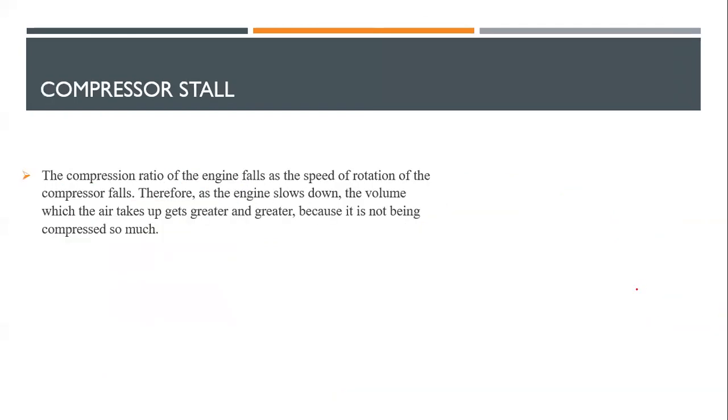Compressor stall. The compression ratio of the engine falls as the speed of rotation of the compressor falls. As we know, the turbine, shaft, and compressor are directly linked. If one of them fails to do its job, the whole engine will go into a stall. Therefore, as the engine slows down, the volume which the air takes up gets greater and greater because it is not being compressed so much.